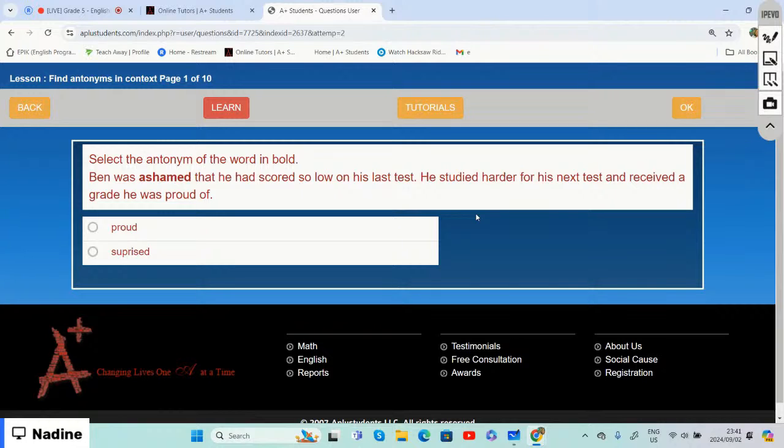All right. It says Ben was ashamed that he had scored so low on his last test. He studied harder for his next test and received a grade he was proud of. And the opposite of ashamed is something to be proud of.